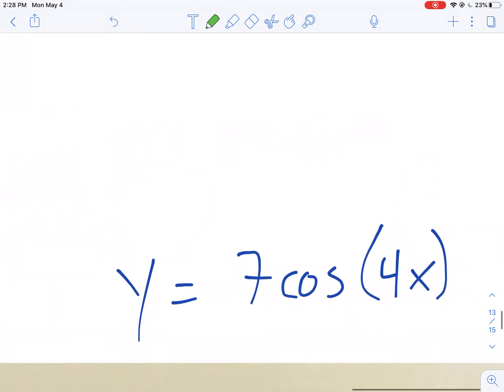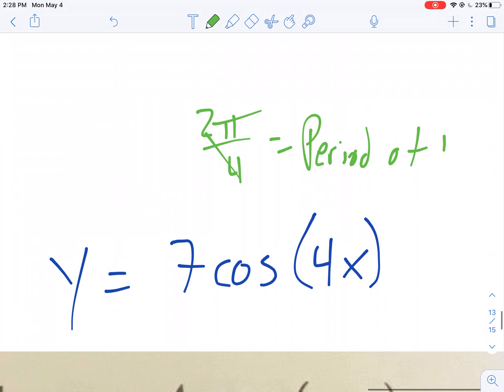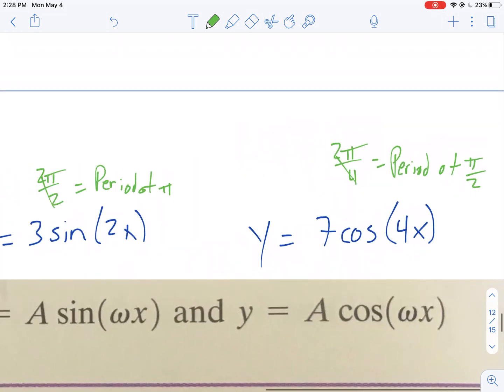For this one, you would do 2 pi over 4, because 4 is your omega value, and you would find out that you have a period of pi over 2. And that's how long it takes to repeat itself. So we're saying with this one, it repeats itself every pi radians. For the second one, it repeats itself every pi over 2 radians.